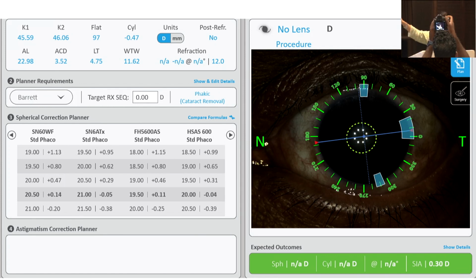Now look at this patient. If you can see in the top, the cylinder is around 0.47. The flat axis is vertical, so it's an against the rule astigmatism patient. This patient has come to us for spectacle independence with cataract surgery. It's a 0.47. How many of us would use a plain multifocal for this patient? If it's a 0.47, conventionally we would say yes, why not? Because it's even less than 0.5, right? Now let's see what happens.